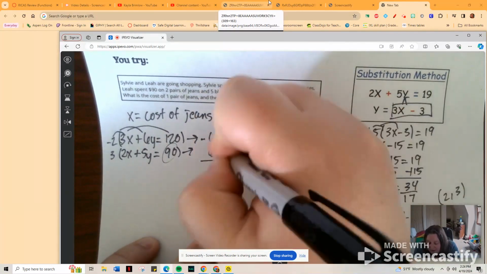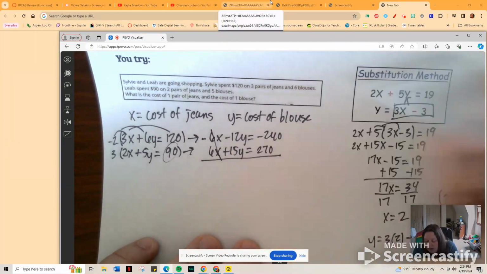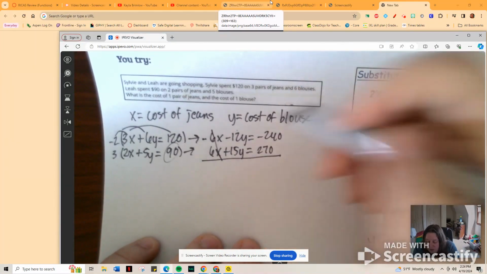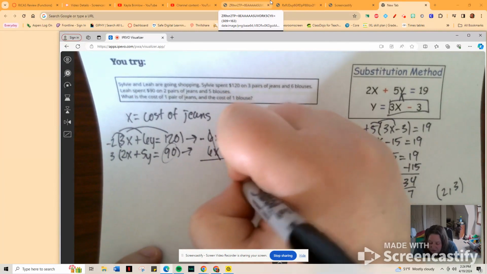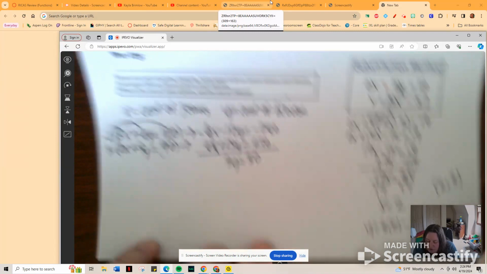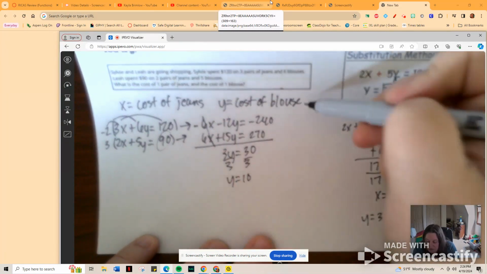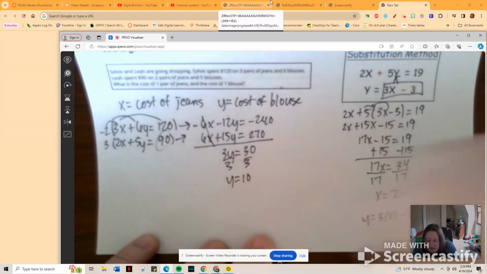So now, if I was to combine these equations together, x is going to zero out. They're opposites, okay? So now I can solve for y. -12y plus 15y is 3y. -240 plus 270 is 30. Divide by 3, and y equals 10. So each blouse costs $10.